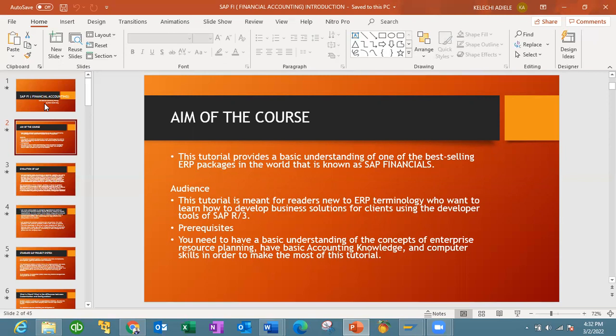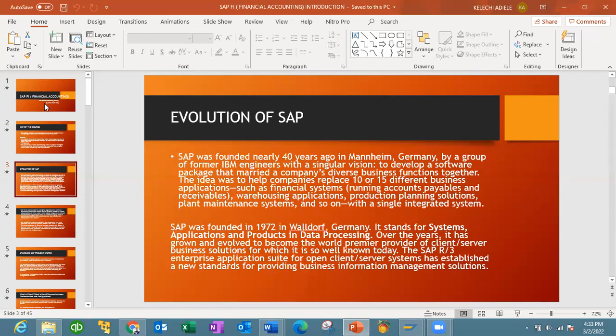For you to be successful in FICO, you must have that basic accounting knowledge. You must know how to use a computer. Then you must understand business processes. That's very important. Now let's look at the evolution of SAP.